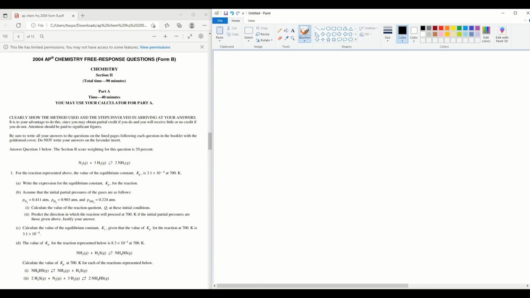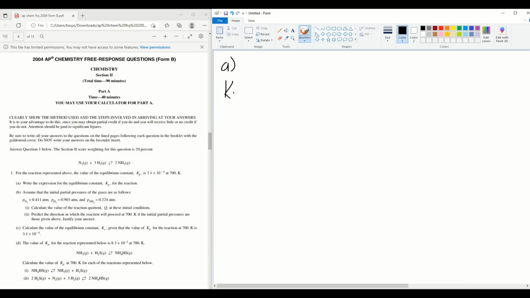And for question 1 on this FRQ, we know that it's going to be focused on chemical equilibrium. So for the reaction represented above, the value of the equilibrium constant Kp is 3.1 times 10 to the negative 4th at 700 Kelvin. So for part A, we need to write the expression for the equilibrium constant Kp for the reaction.